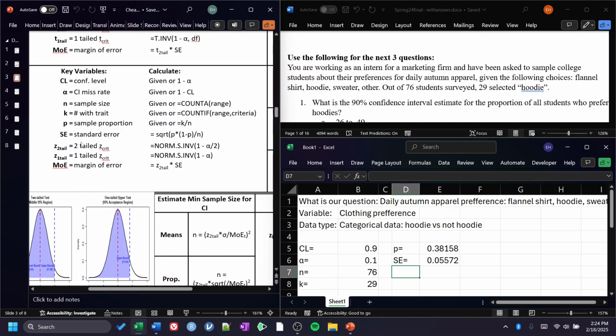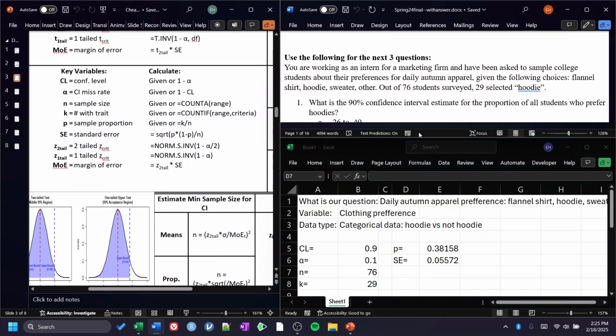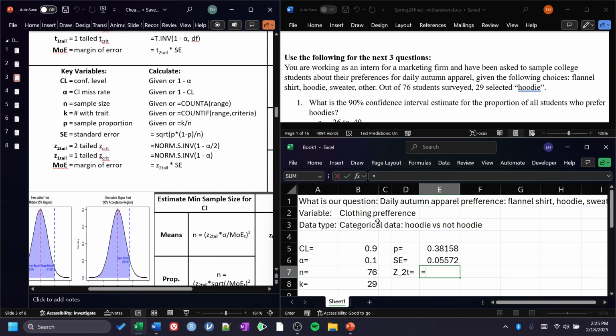So now we have to decide, are we doing a two-tailed or one-tailed? Because it asks just, what is the confidence interval estimate for the proportion of all students who prefer, let me just make sure that's where it ends, yes, who prefer hoodies. It didn't give us any directionality. So we need a Z two-tailed. And it gives us how to get this Z critical value, this norm.s.inverse calculation. Let's go ahead and do it.